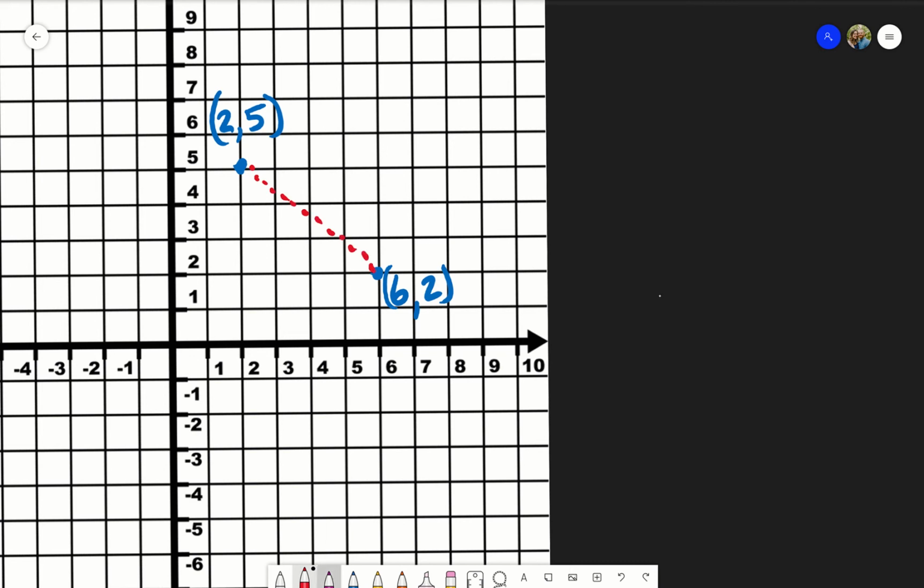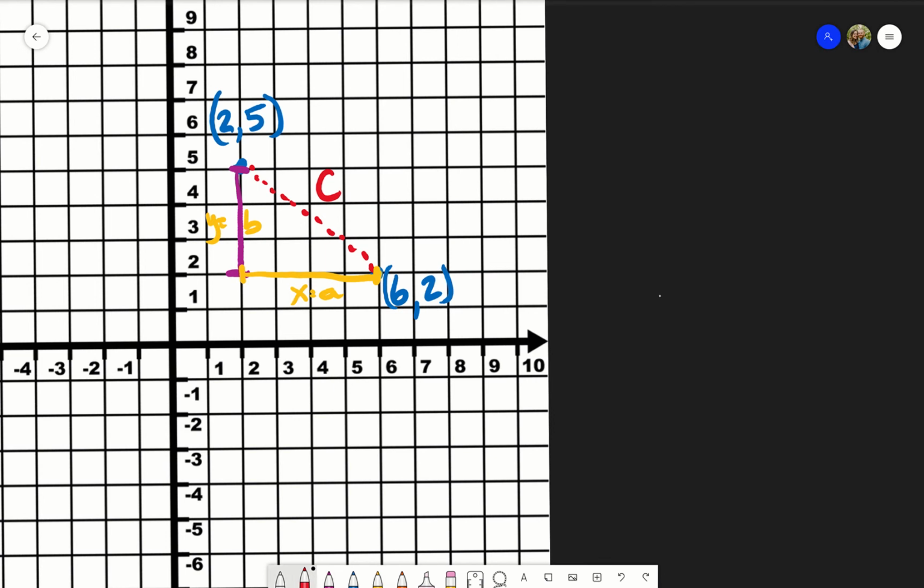Now, I am going to be looking for the change in my y value and the change in my x value. Now I can say my x value change can be side A, my y value change can be side B. That makes here my total distance side C.